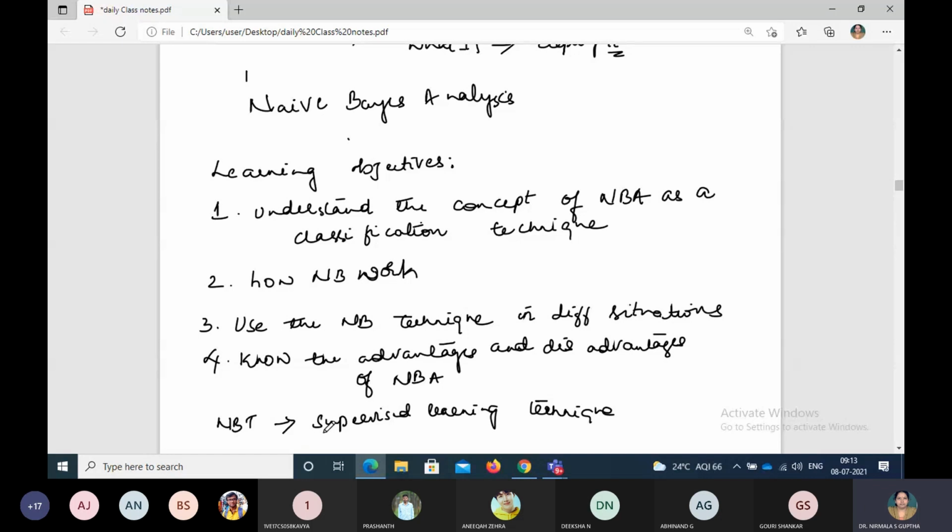Okay, so this is a supervised learning technique that uses probability theory-based analysis.